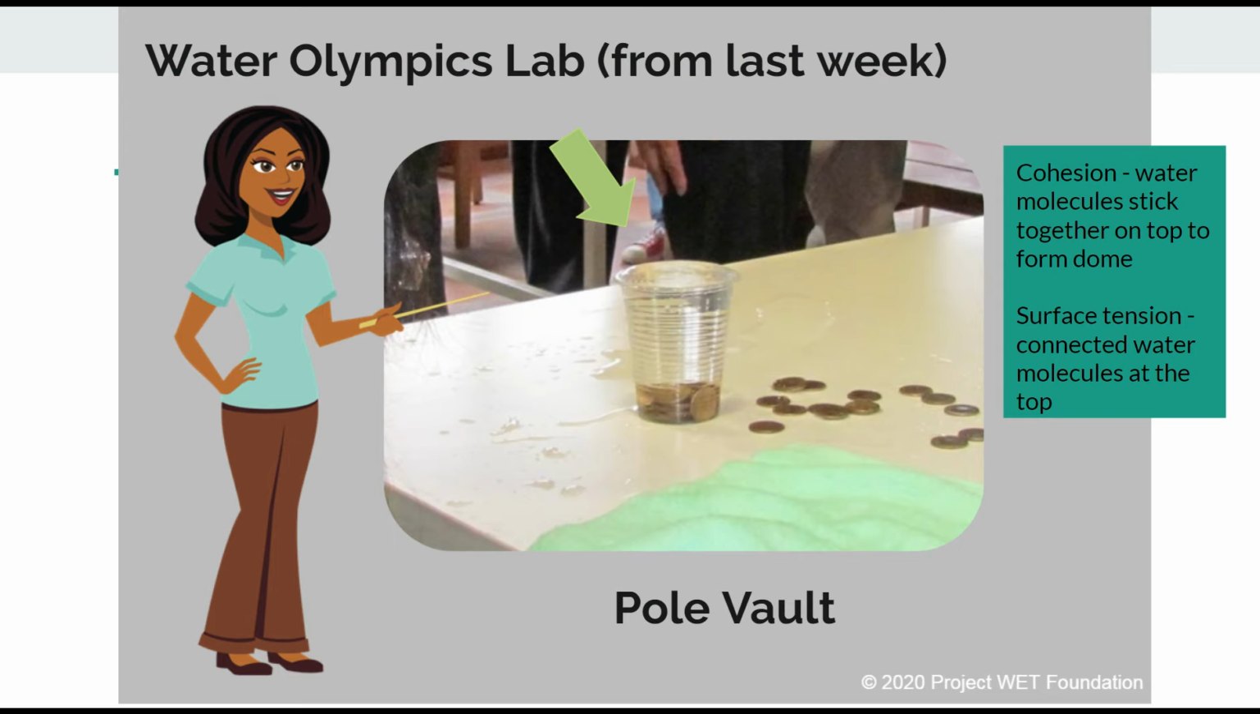Great. So last week we did the Water Olympics lab, or you at least watched it. And what we saw were those four particular water properties in each of these lab experiments. In the pole vault, where we filled the cup of water and added pennies until it went over, you saw cohesion. You saw the water molecules sticking together to form that dome over the top of the cup. And then you saw surface tension, which allowed it to create this film where the water didn't just spill out everywhere. It was stuck together there at the top.